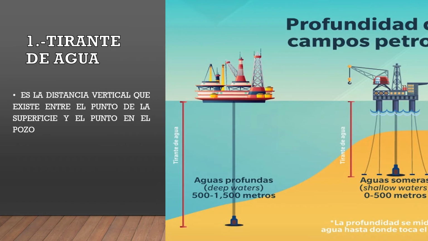The first is water depth. What's the water depth? It's the vertical distance that exists between the point on the surface and the point in the well. In this case, we have two examples: shallow waters from 0 to 500 meters and deep waters from 500 meters to 1,500 meters.